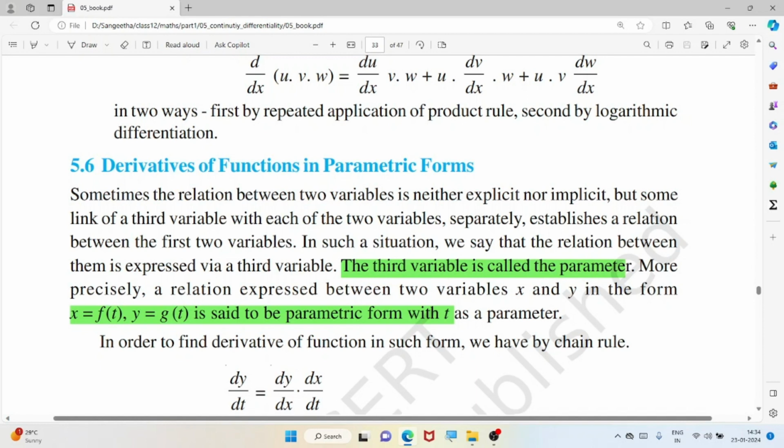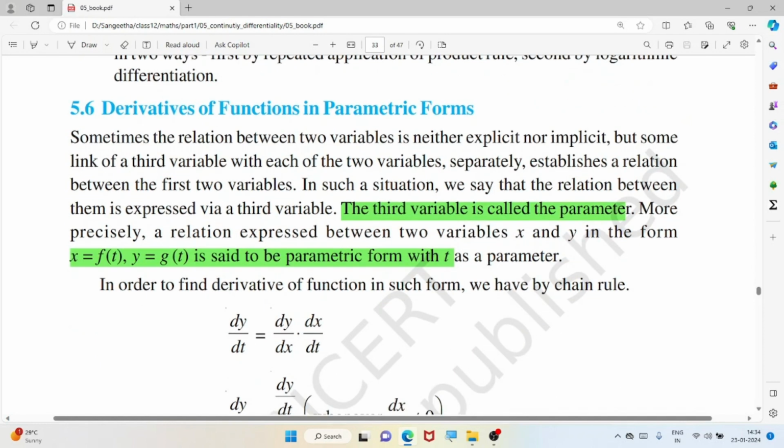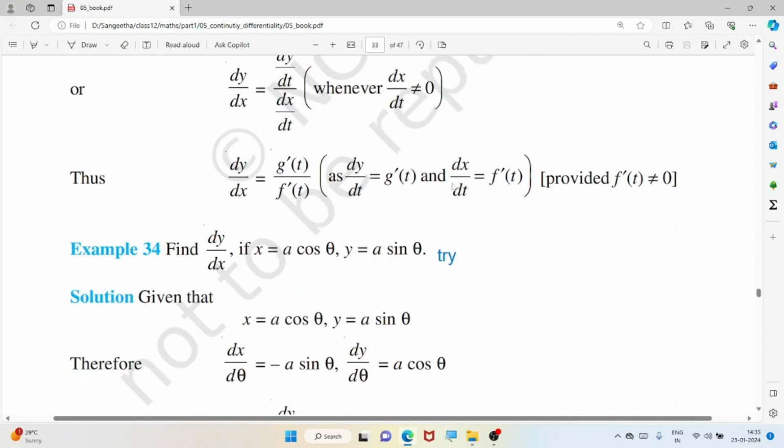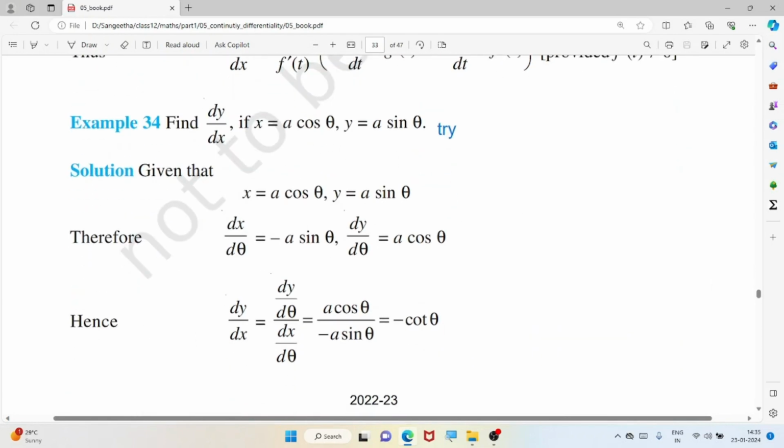Derivatives of functions in the parametric form. x equal to f of t, y equal to g of t is said to be parametric form, with t as the parameter. So how is that used here? You find dy by dx of this x equal to this, y equal to this. Here t is theta.